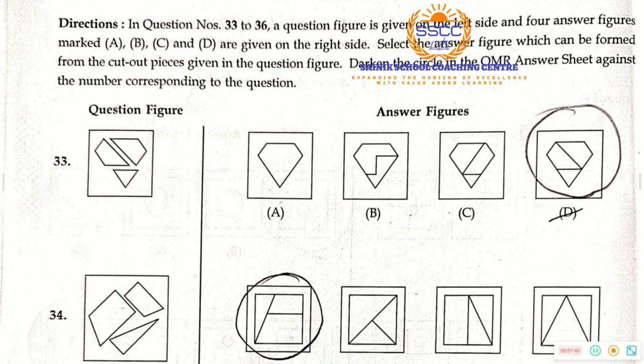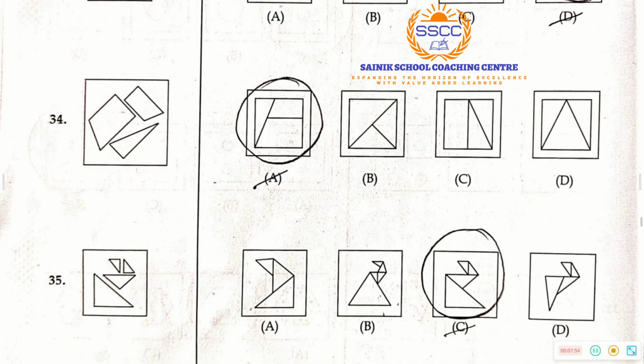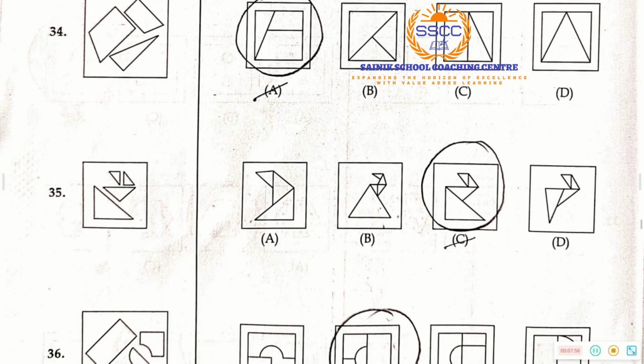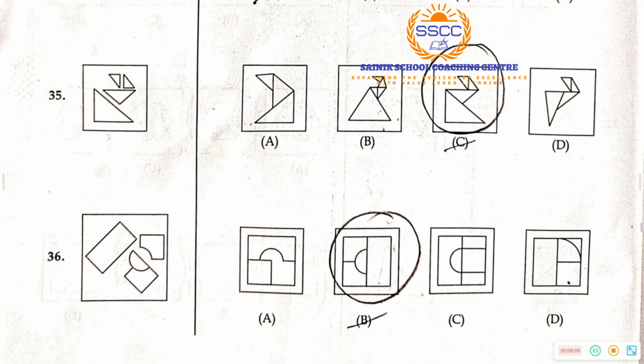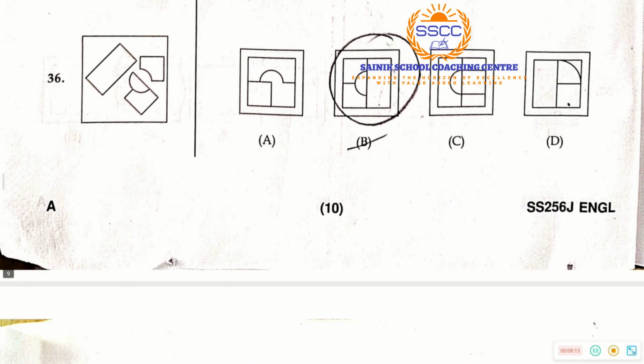Next, part 9. We need to select the answer figure which can be formed from the cutout pieces given in the question figure. 33rd option D. If you join all those shapes, you will have option D. 34th option A. 35 option C. Three right angles are there which are indicated here. 36 option B.